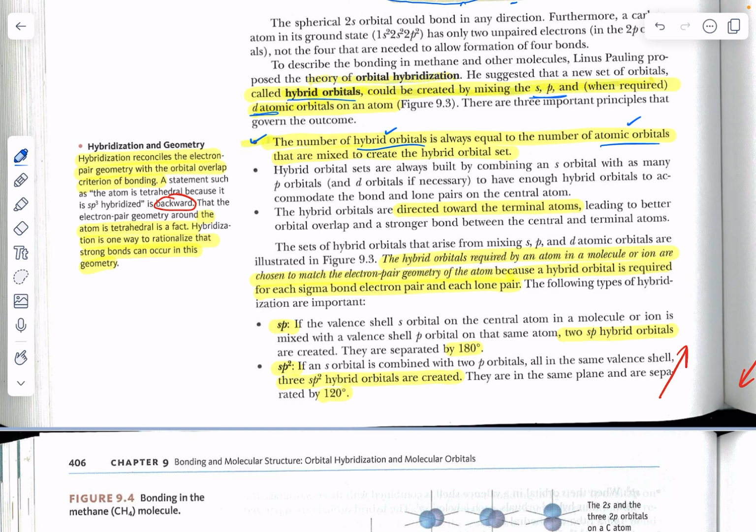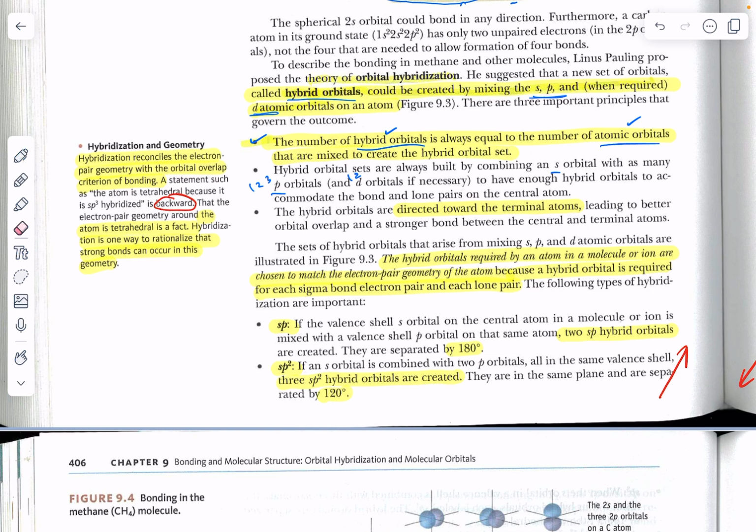Bullet point number 2, the hybrid orbital sets are always built by combining an S orbital with as many P orbitals and D orbitals as necessary. It might be no P or D orbitals are necessary. It might be 1 P orbital is necessary, maybe 2, maybe 3. An expanded valence, then we have to go maybe 1 from the D, maybe 2 from the D. By then we're up to an octahedral shape. That's usually about as far as it goes.